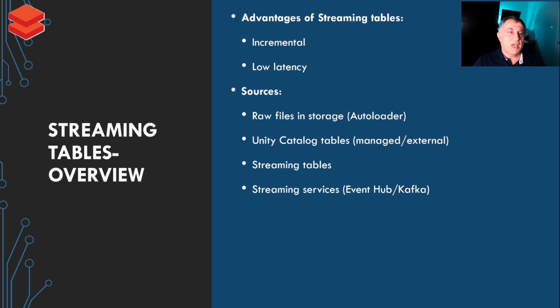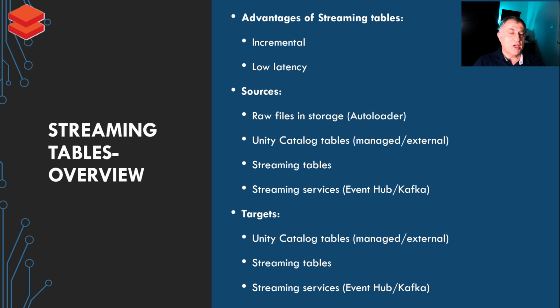Streaming tables cannot ingest from all data sources that are available to Databricks, but there are a few data sources that you can ingest from. So these are raw files that are located in your storage. For example, you can ingest from the files inside your Unity Catalog volumes. Then you can ingest from Unity Catalog managed or external tables. You can also ingest streaming tables from other streaming tables. And finally, you can ingest from streaming services like Event Hub or Kafka.